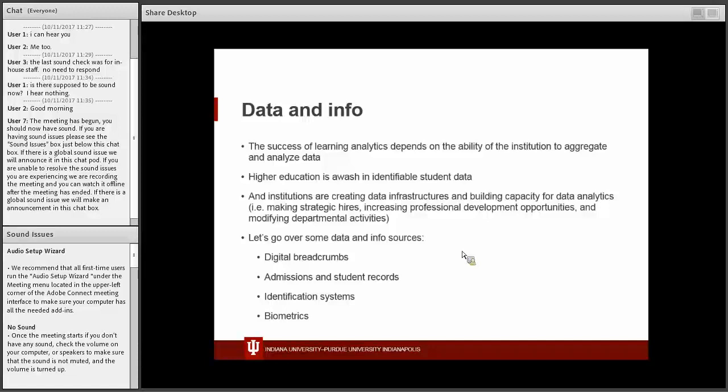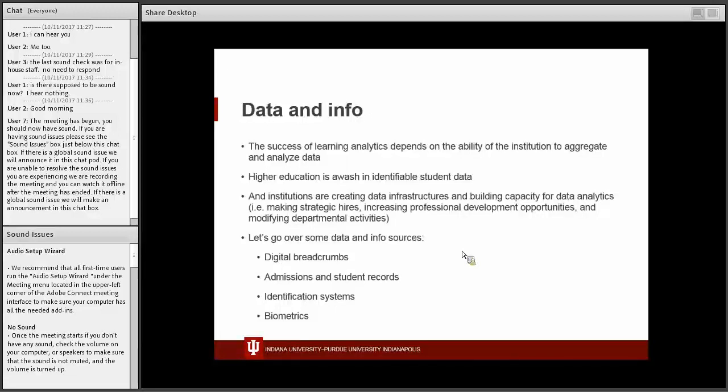But even if they don't look off campus, higher education is awash in identifiable student data. There is no dearth of student data in higher education. And we'll get into that a little bit more in the following slides. But to these ends, institutions are creating data infrastructures and building capacity for data analytics, and they're doing these things in a lot of different ways.